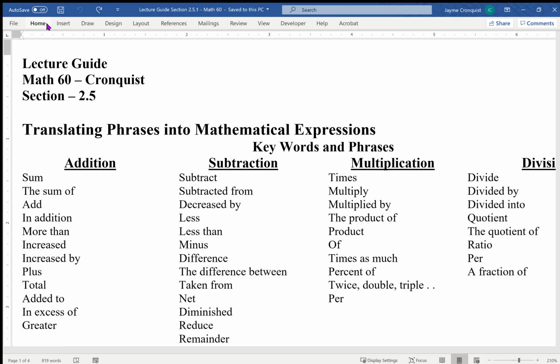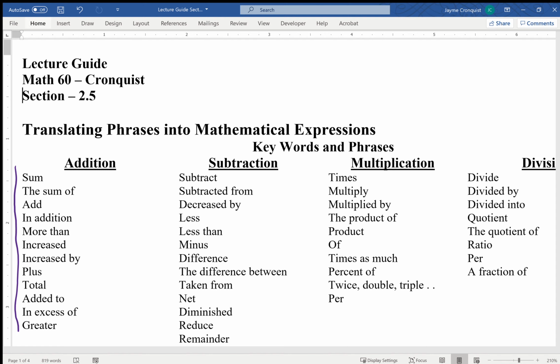Welcome. We're doing section 2.5 for Math 60, translating phrases into mathematical expressions. Just like we did last class with the percentage and stuff, we're going to go over exactly the words that are often used that we can transcribe into mathematical sentences. First off, for addition, you can see we have an entire list.